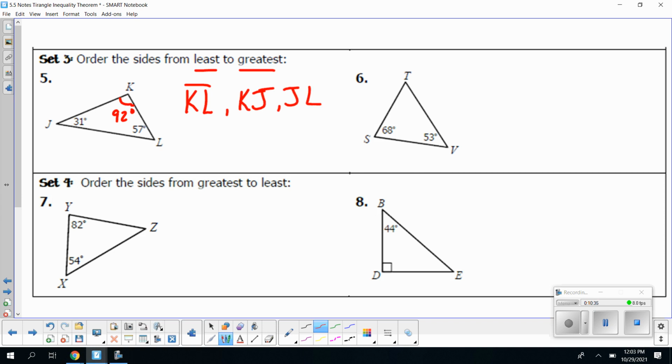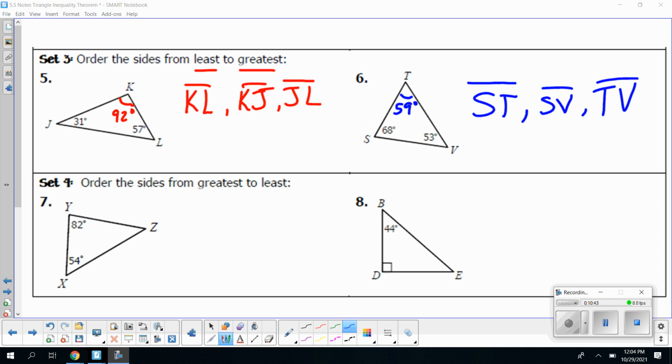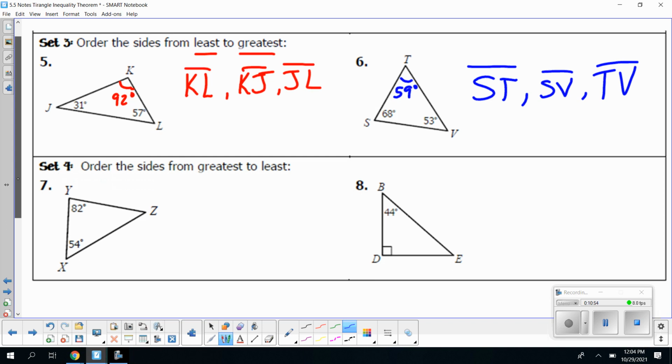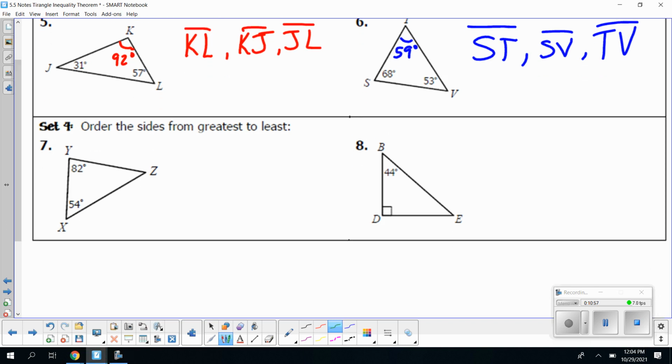Okay, let's have you try number 6 and come back and check your answers. So pause the video and try number 6. All right, taking a look, your order should be side ST, and then side SV, and then side TV, in order from least to greatest. Number 7, they want us to go from greatest to least. So again, we need to find that missing third angle so that we can do this correctly. 180 minus 82 minus 54 gives us 44 degrees.